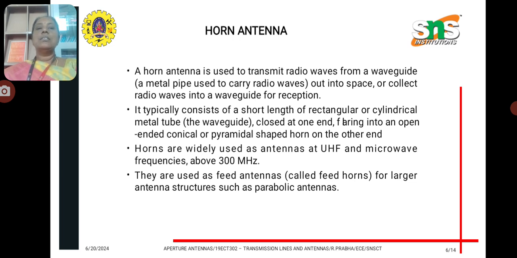It typically consists of a short length of rectangular or cylindrical metal tube, that is the waveguide, closed at one end, flaring into an open-ended conical or pyramidal shaped horn on the other end. Horns are widely used as antennas at ultra high frequency and microwave frequencies above 300 MHz. They are used as feed antennas called feed horns for larger antenna structures such as parabolic reflector antennas.